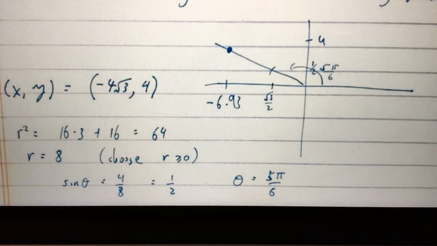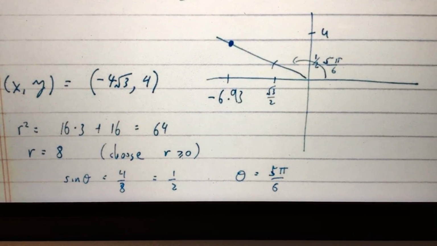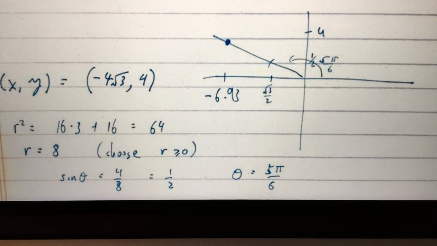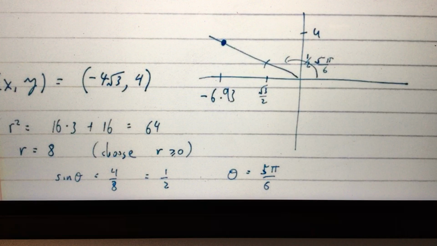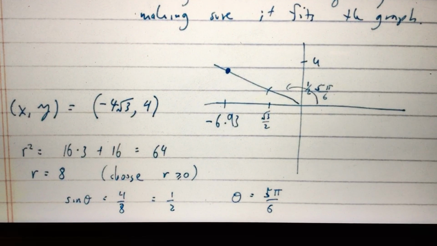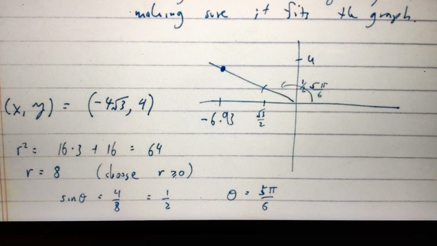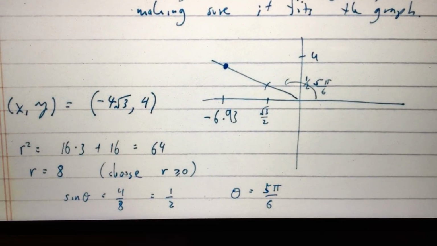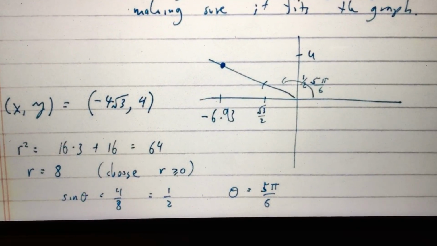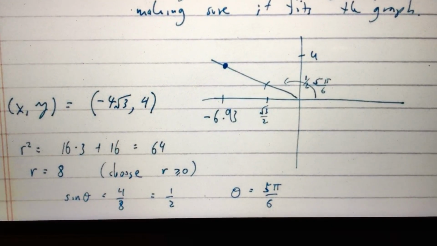We said first r squared, and that's going to be equal to x squared plus y squared. So it's 16 times 3 plus 16, which gives you 64. So r is equal to 8, just taking the square root of both sides. This will always give you a positive radius, so the method that I'm doing here will always give a positive radius. You could alternately make it a negative radius, but then you'd have to do the angle 180 degrees away. So I'll choose r greater than or equal to 0. Then once I know r is 8, sine is equal to y over r, so sine is equal to 1/2.